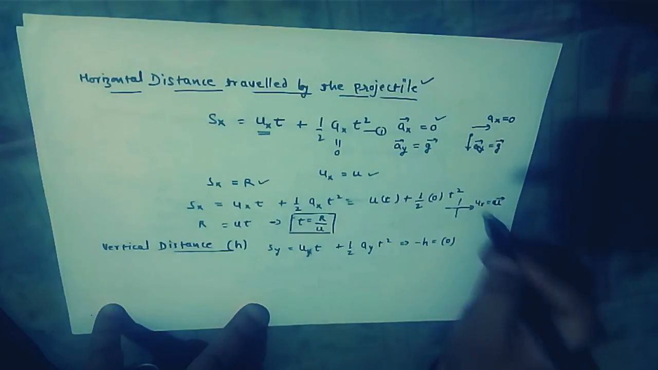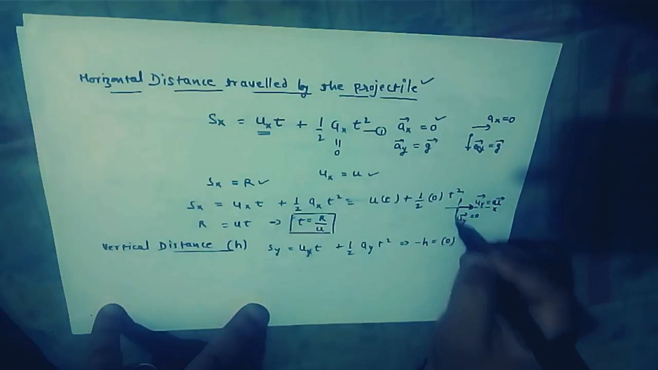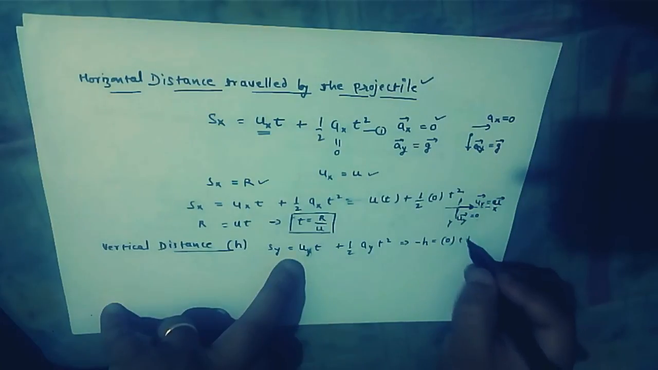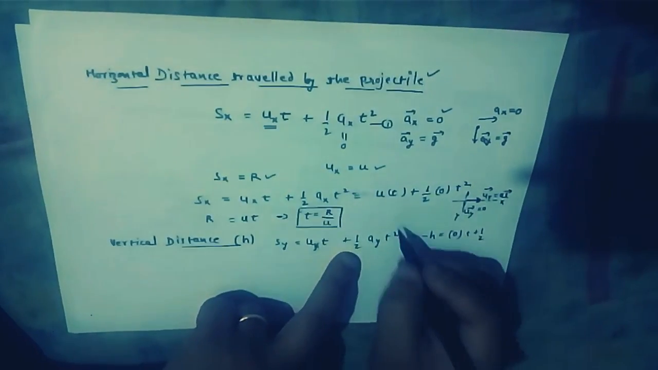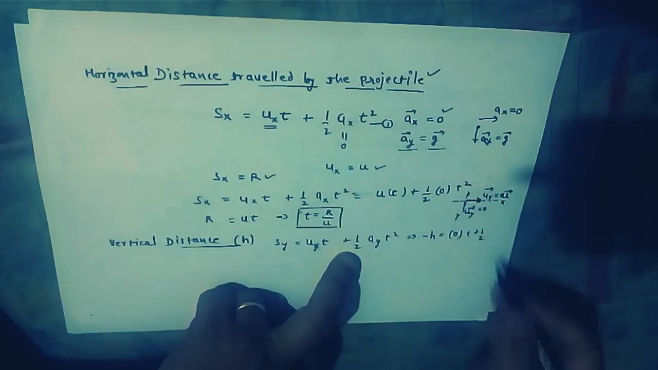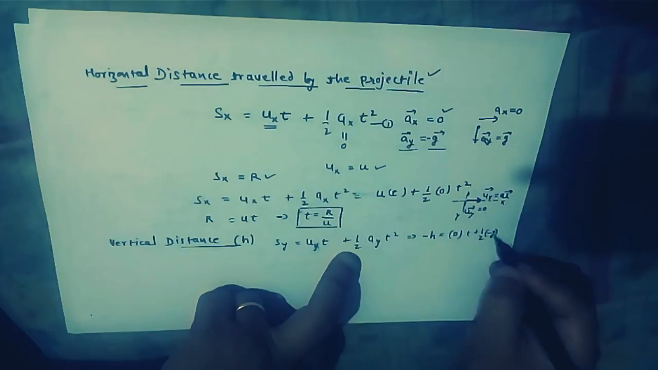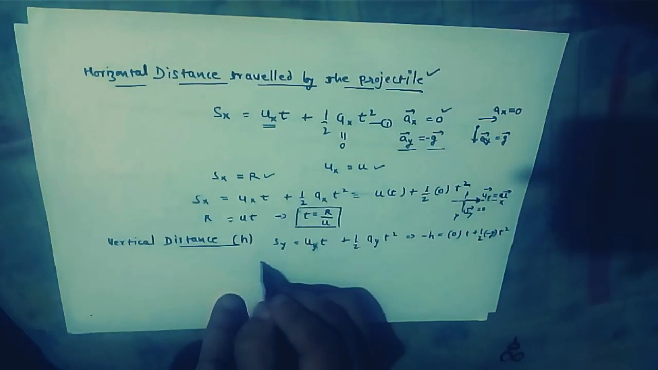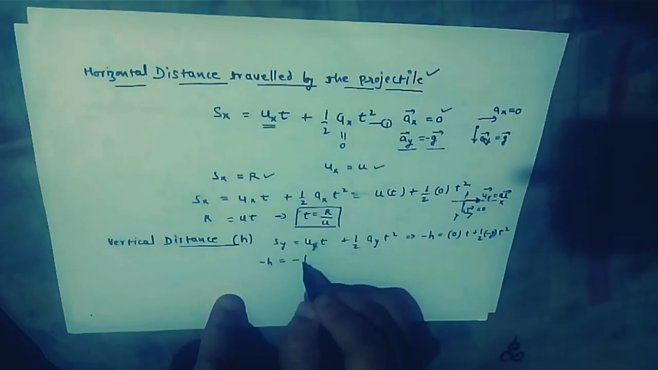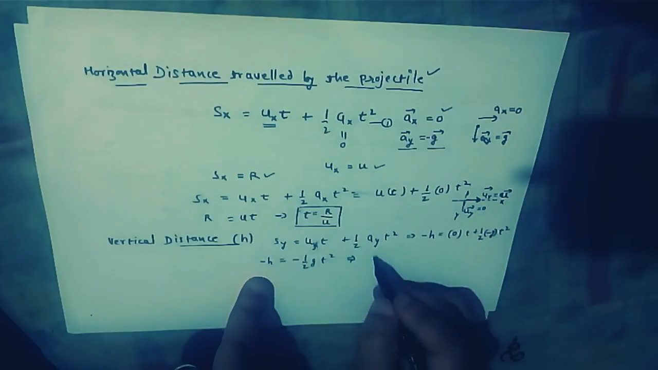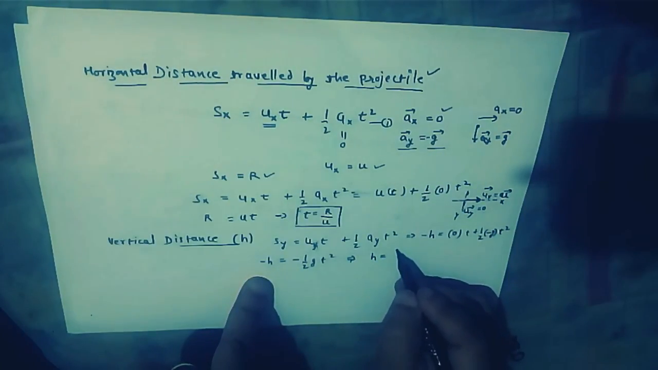So there is no acceleration along the x-axis. Initially it was only moving along the x direction, and along the y direction there is no velocity. So here uy is 0, plus half ay t square. I already said ay is g, moving in the downward direction, so that is minus g into t square. So minus h is equal to minus half g t square, so h is equal to g by 2 t square.